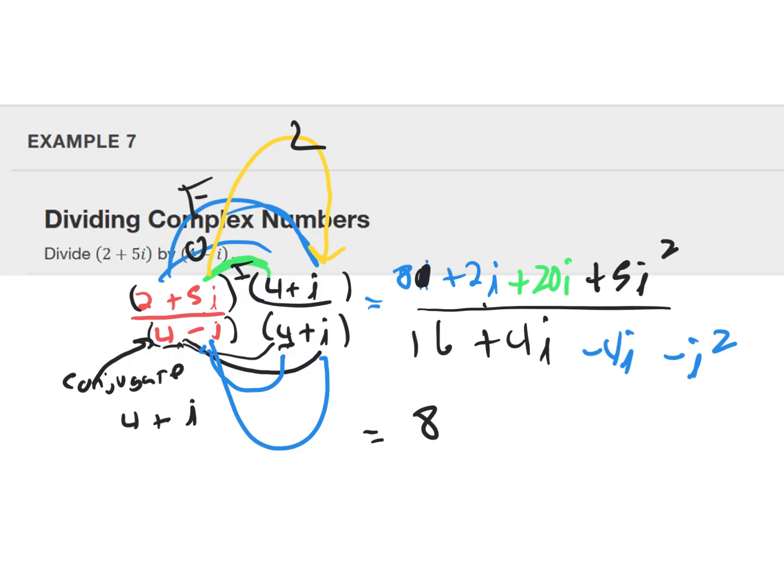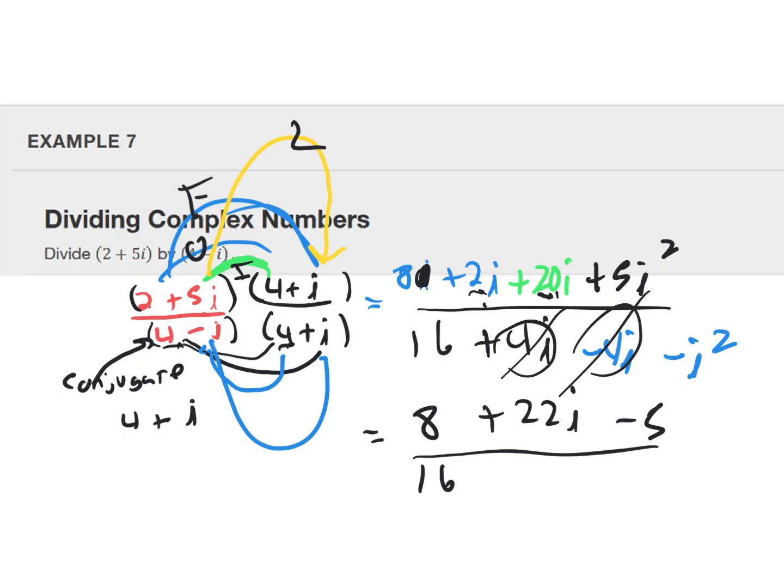2i plus 20i is 22i. 5i squared is a minus 5. Over. Now watch it. Told you what's going to happen. The bottom. The i's are all going away. Because 16, bring that down, 4i minus 4i cancels. Bubba, it's gone. No more i's.